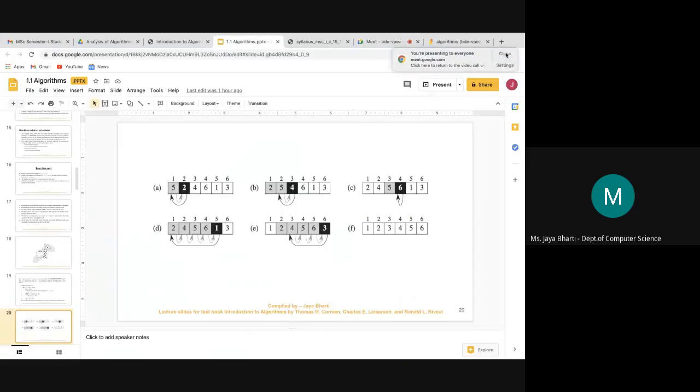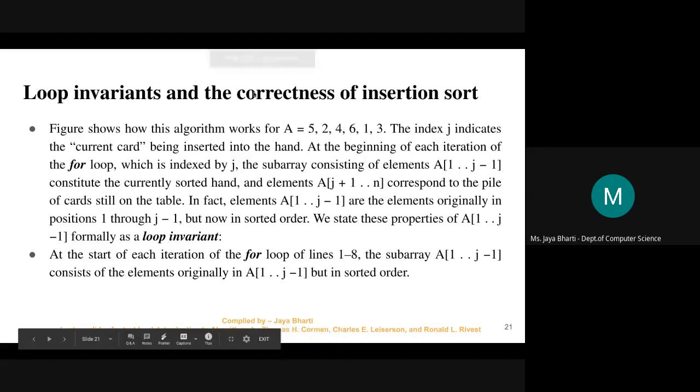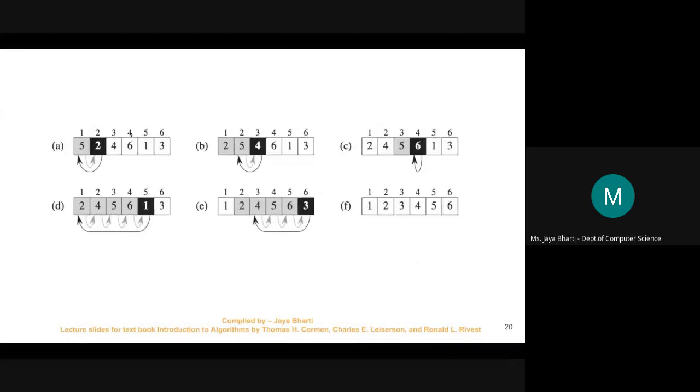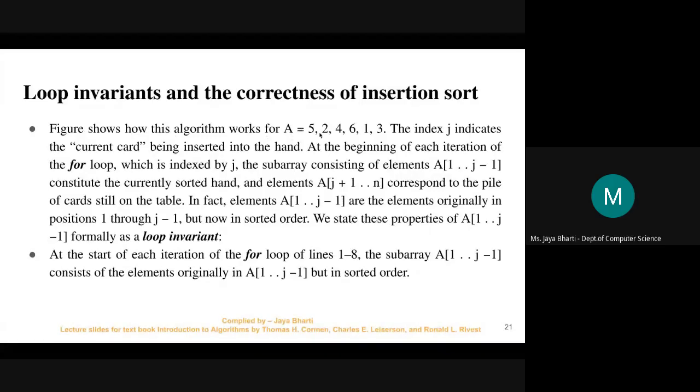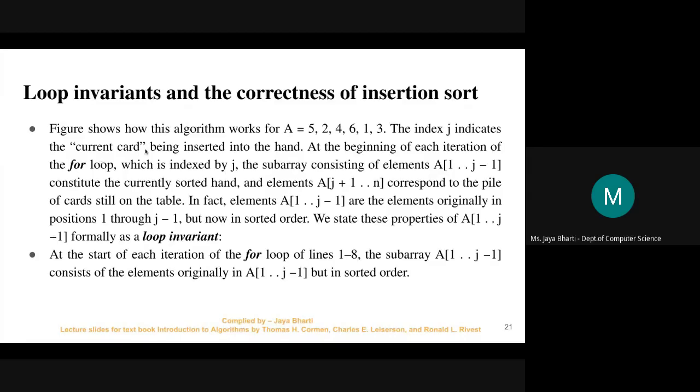So now we will move to the next topic of the insertion sort only. Now we will see the loop invariants and the correctness of the insertion sort, that is, how it is correct. Whatever algorithm you have, you need to identify whether it is correct or not. So we will see the loop invariants and the correctness of insertion sort. This figure shows how this algorithm works for this particular array, A equal to 5, 2, 4, 6, 1, 3, the same array. So we have seen how insertion sort works for this array.